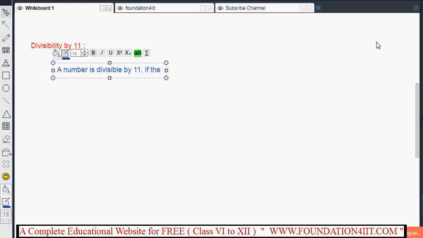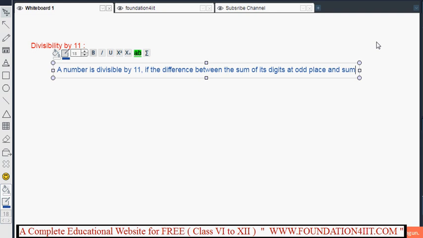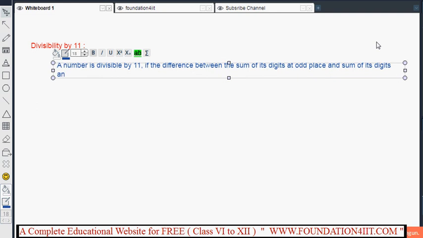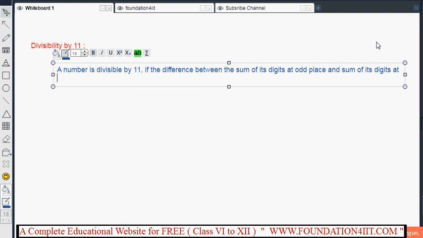if the difference between the sum of its digits at odd places and the sum of its digits at even places is either 0 or a number divisible by 11. That means a multiple of 11.